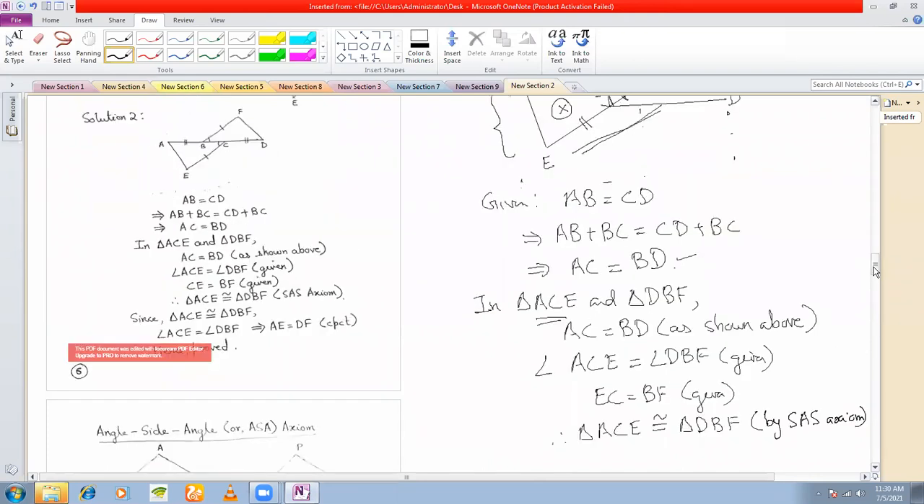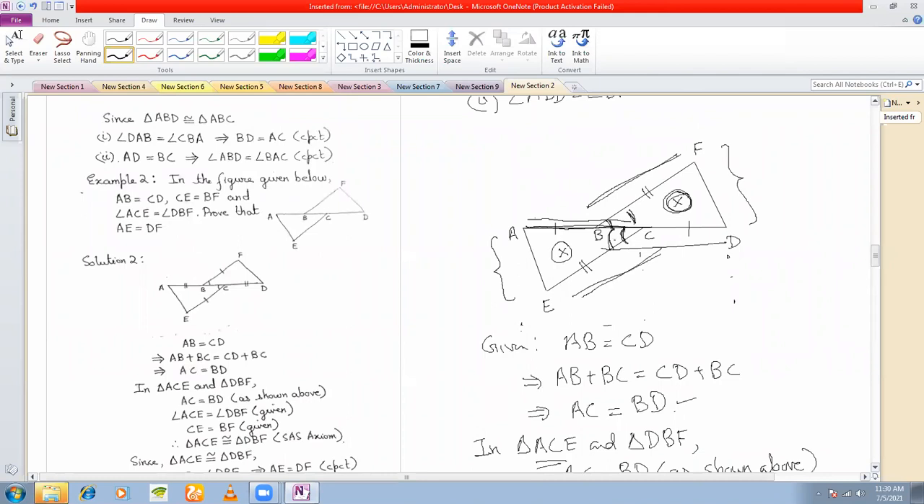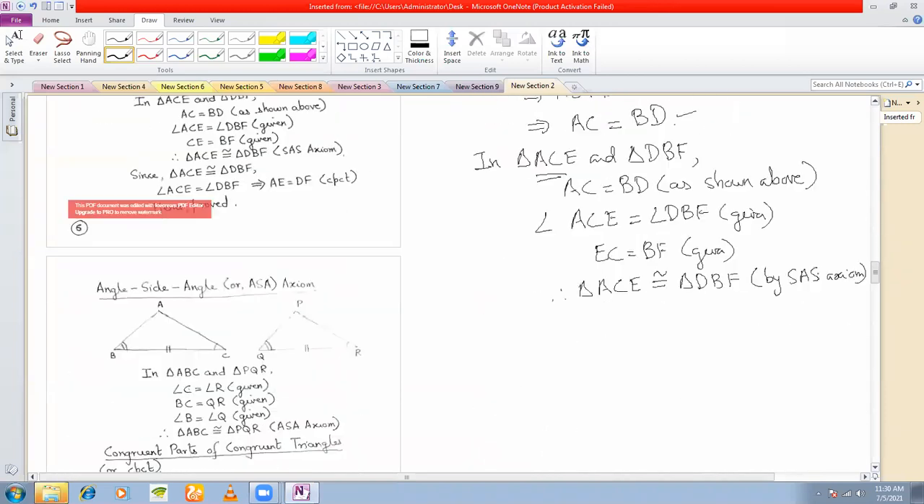Okay. So once we have proven congruency, now you need to prove that AE is equal to DF. Now see, these two angles are equal, right? This angle and this angle, it is given equal. Once we have proved congruency, opposite to this angle is which side? AE. Opposite to this angle is which side? DF, right? So AE must be equal to DF by CPCT. AE is equal to DF by CPCT. Is this question clear to everyone?